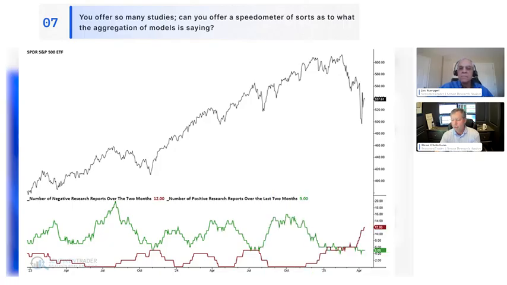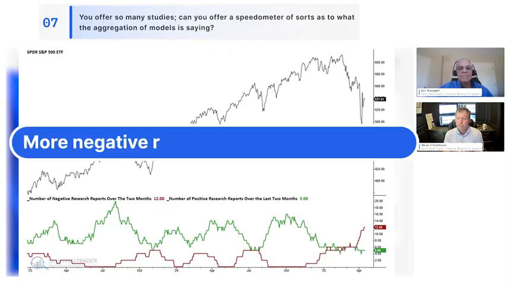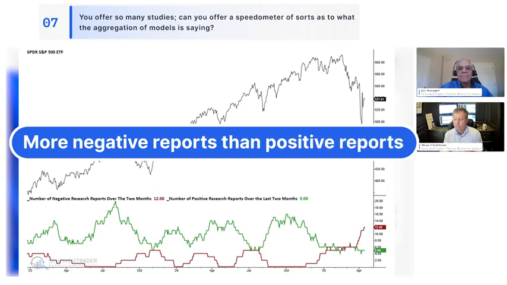And then prior to the Liberation Day meltdown, we started to see that accelerate to the upside, even break out to a new cycle high. So for me, the evidence, the weight of the evidence here for most of this year has been more negative reports than positive reports over these 2-month rolling periods.